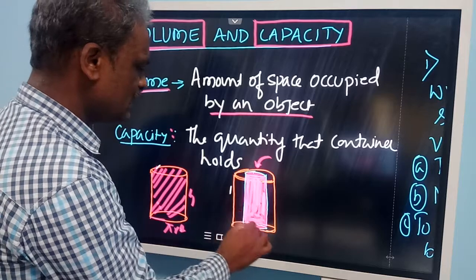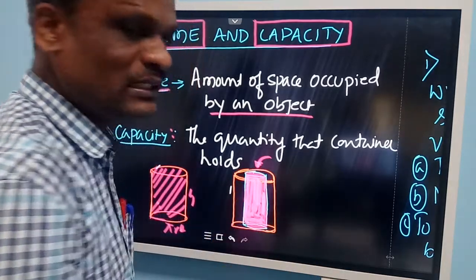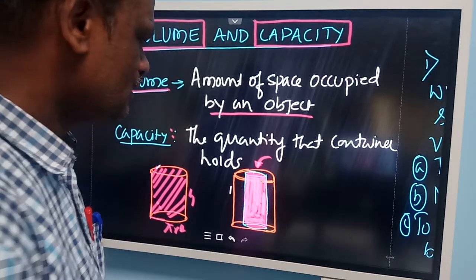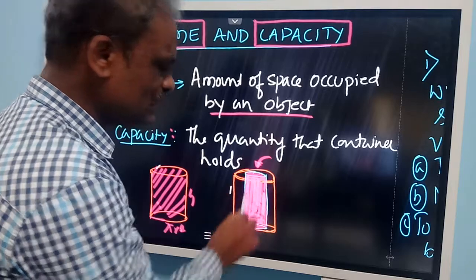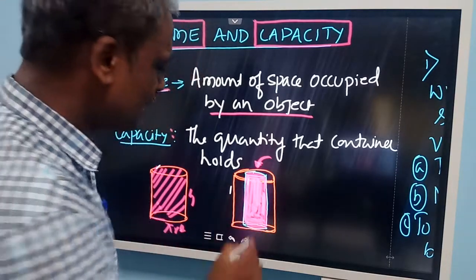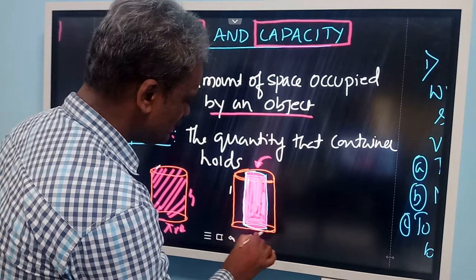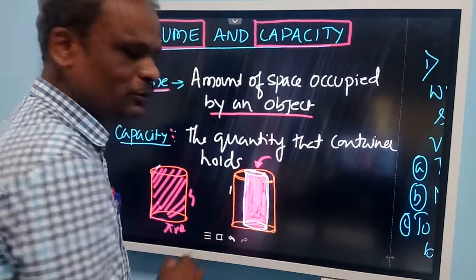Okay, so how much it can hold, water or milk, anything, how much it can hold, that is its capacity. Now volume is different here. Volume is how much space this solid is occupying. So it is more than the capacity. Look at this. Capacity is only this much, and volume is this complete portion.